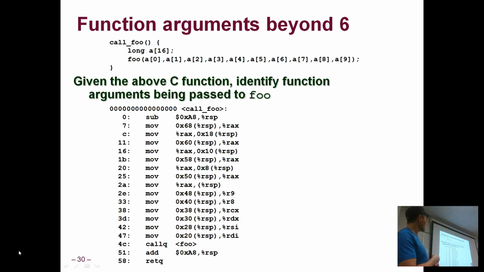So, function arguments beyond 6. Here is an example of a function call foo that has a significant amount of local variables, and a call to foo that has a significant number of function parameters. Given this C function is compiled into this assembly code, identify the arguments being passed to foo. Where are the arguments? Which line corresponds to A of 0, for example, of passing A0 into foo? Which one do you think?